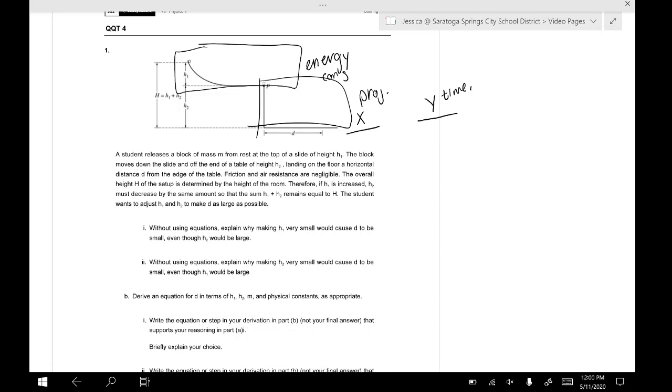So without using equations, this was part A: explain why making H1 very small would cause D to be small, even though H2 is large. H1 is this part up here, and that's the part where I've talked about energy conservation. So how would having a small H1, in terms of energy conservation, lead to a small distance? Well, if H1 was really small, then this change in gravitational potential energy would be small, which means we have a really small velocity coming off of the table. Now, even though H2 would be large, which means we have a large time of flight, if you have a small velocity, this distance is still going to be small. Okay, so that's my explanation.